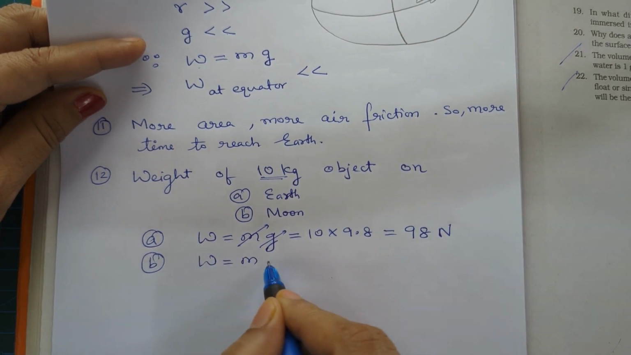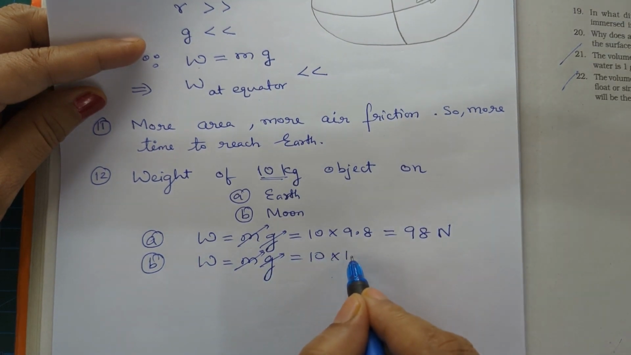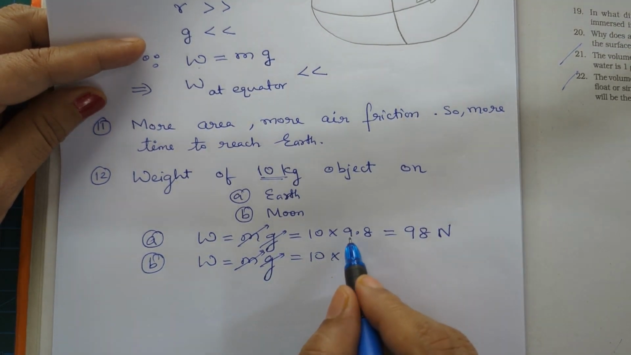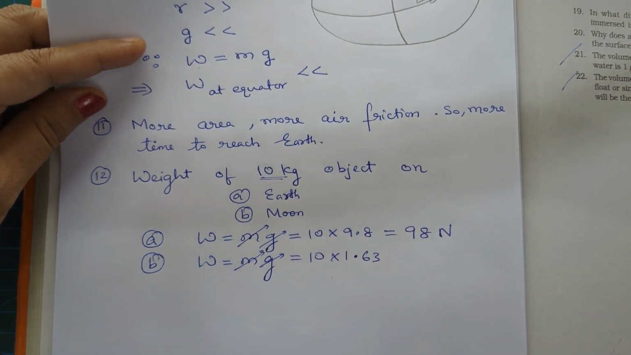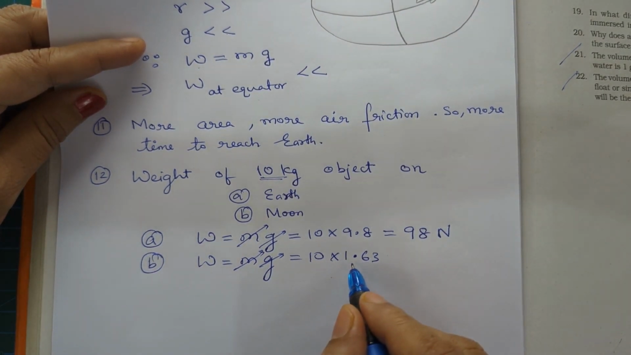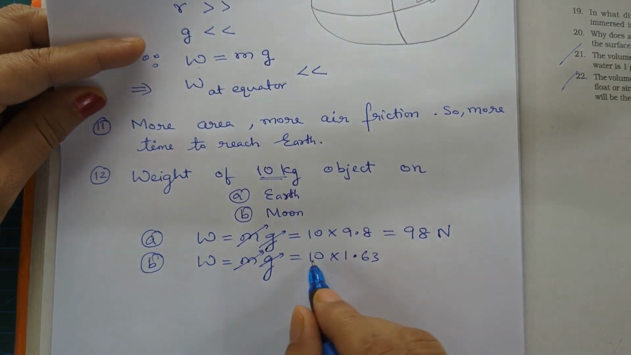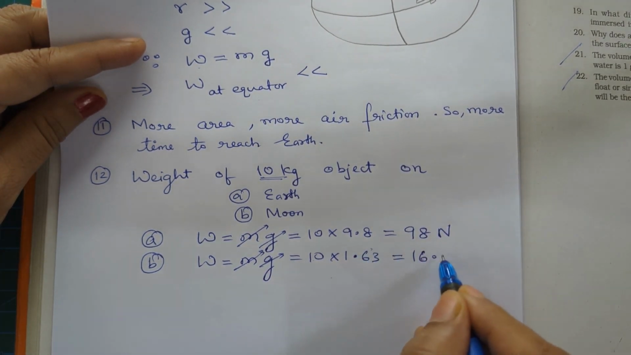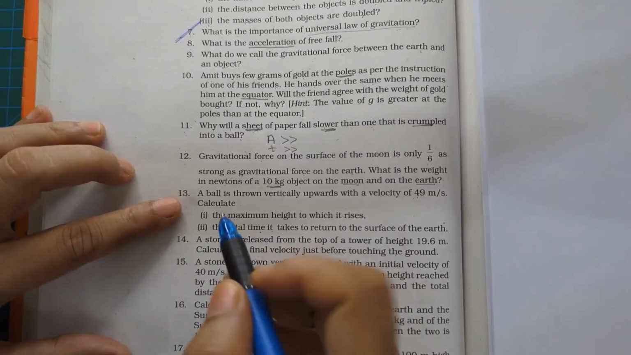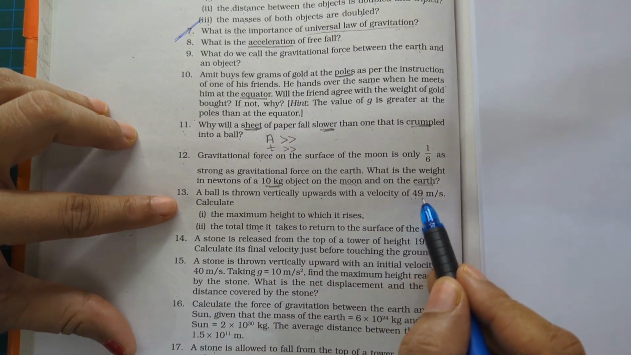Also on the moon, weight is mg, mass is 10 kilograms. g of moon is 1/6 that of earth. 1/6 of 9.8, which means 9.8 divided by 6, will turn out to be 1.63. Actually, g of moon we have calculated in the theory part. So acceleration due to gravity of moon is 1.63 meter per second square. Kilogram meter per second square is Newton. So 10 times 1.63, the decimal shifts one place, right? So 16.3 newtons.